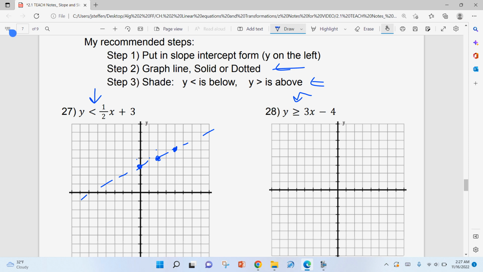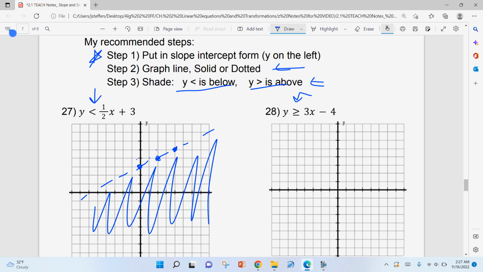Now, the reason I always put it in slope-intercept form, because there's other ways to do this, but the reason I do that is because it's really easy to graph after this. If y is less than, it's always below. If y is greater than, it's above. So you just shade below that one.